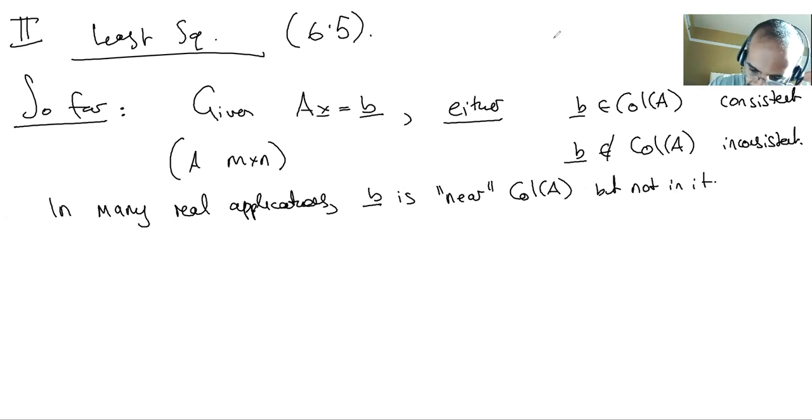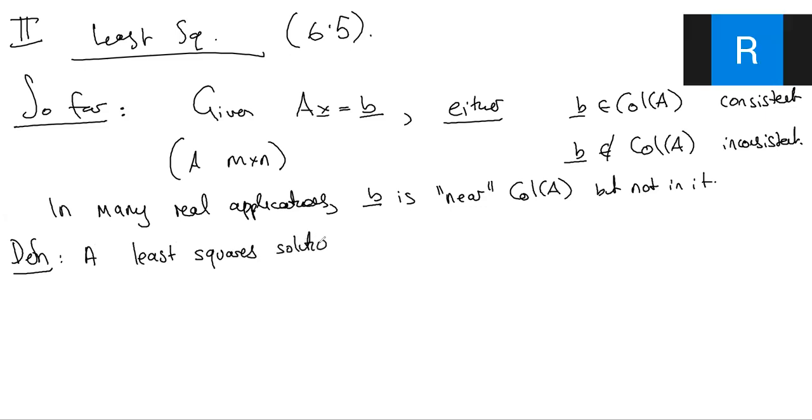So the picture is something, well, I'll draw a picture on the next slide. And so this is what leads to the definition of a least squares solution. So it's a generalized notion of solving a linear system. Here's the definition. So a least squares solution.